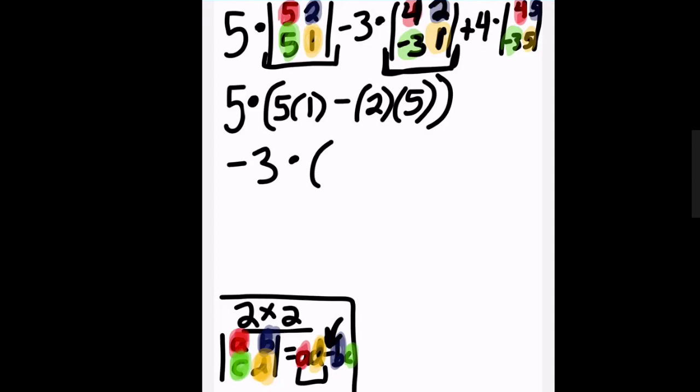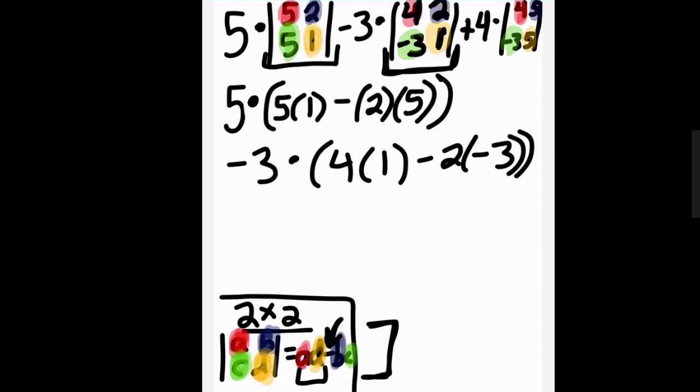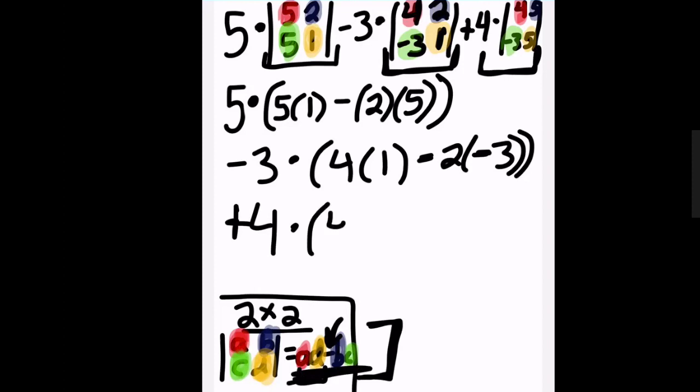So if we follow this formula over here, then we have AD minus BC. So we have 4 times 1 minus 2 times -3. So be careful with this negative, and that's negative when you multiply. And then you have +4 times, and now we're looking at this submatrix. So we have 4 is A, 5 is B, -3 is C, and 5 is D. So if we use this formula right over here, then we have AD, so that's 4 times 5, minus BC, so that's 5 times -3.